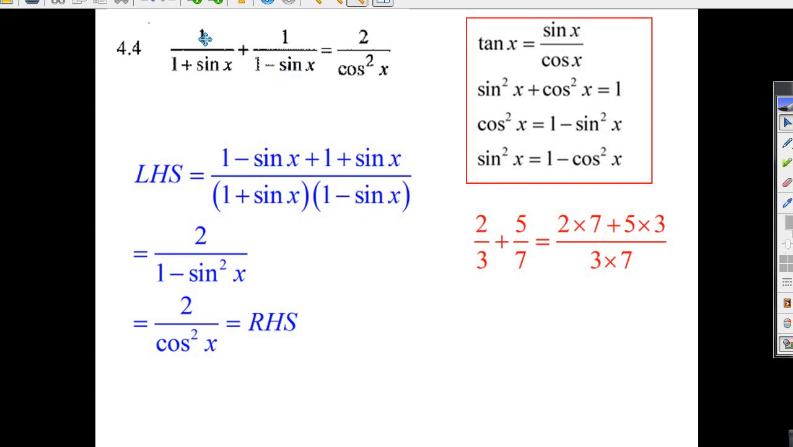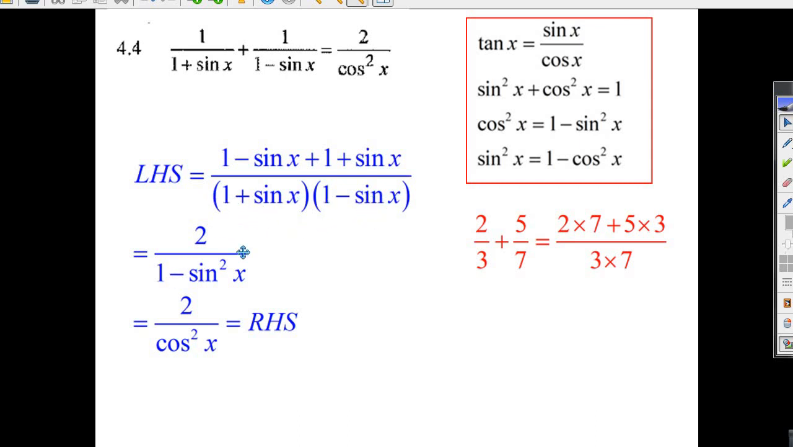Then 1 minus sine x gets multiplied by 1. There it is, 1 minus sine x. 1 plus sine x gets multiplied by 1. And there it is, 1 plus sine x. Okay. Now, minus sine x plus sine x, that's nothing. 1 plus 1 is 2. That's kind of nice. Now multiply this out careful.